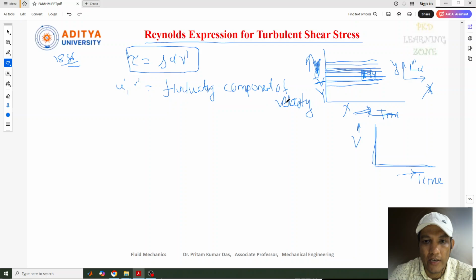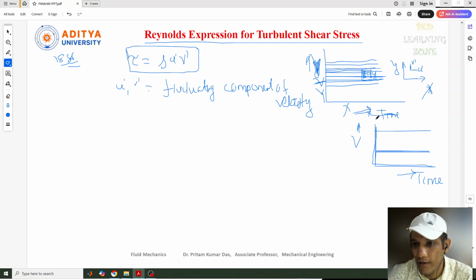And what is this fluctuating component? I'm explaining. This fluctuation refers to the variation of fluid velocity over time and space. Suppose this is the velocity of the fluid, and let me draw another line. This line of velocity indicates laminar flow. That means the velocity of the liquid is constant over the time period and space also you can consider. But if you consider turbulent flow, it will not be in the similar case. The fluctuation or the fluid movement will be in this way, like this.